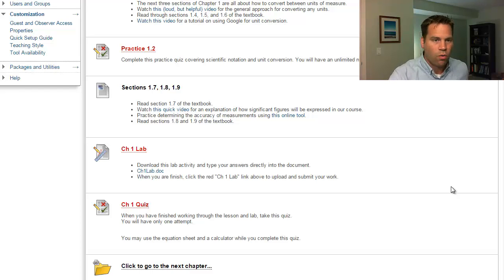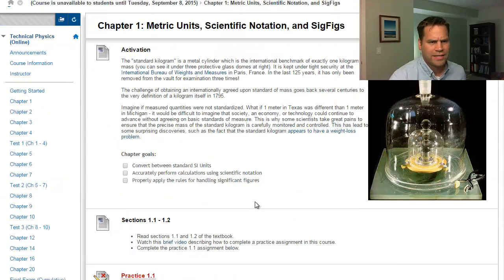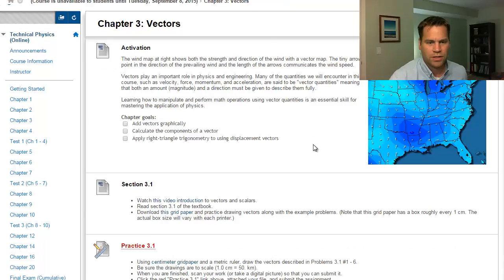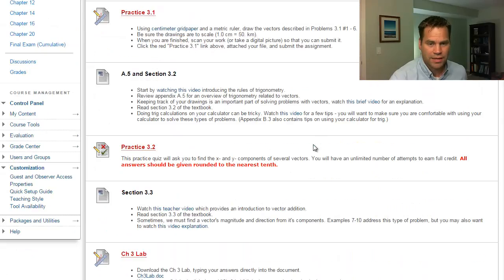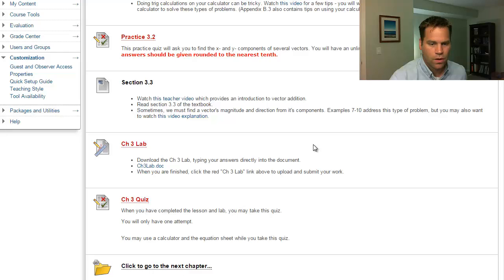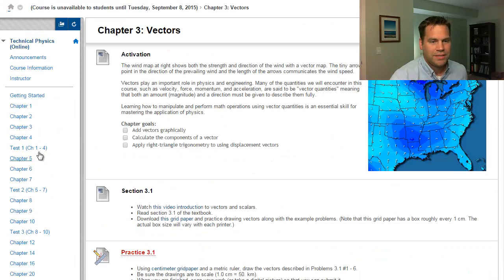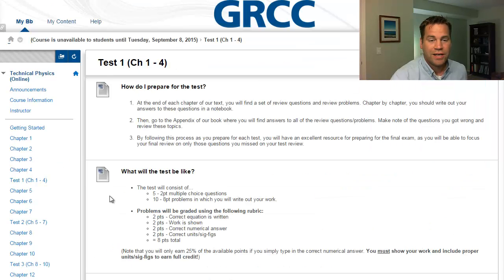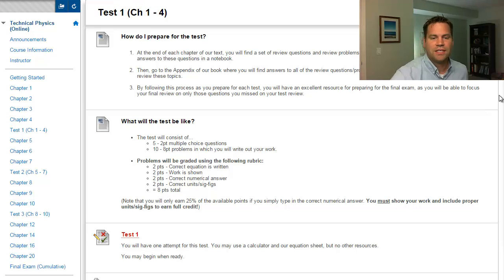Okay, now one other thing I want to share with you, and that is after you complete a few of these chapters, so let's take a look. Like here's chapter 3, you'll see it looks very similar, how it's laid out. You'll see tests. So there are 3 tests in our course plus a final exam. Each test covers several chapters and consists of both multiple choice questions and questions where you actually are working out a problem and submitting it.